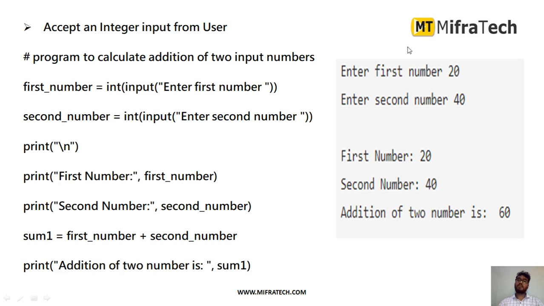As you can see in the final result, first it will ask "enter first number", and you enter an integer number. After that, "enter second number". After entering these two numbers, I am printing the first number, 20, and the second number; the values are stored in the variables first_number and second_number. After addition, the result is stored in sum, which I am printing: the addition of two numbers is 60. So like this you can do typecasting in order to accept a particular data type from the user, like int of input, float of input. Generally it will be a string; if you don't do typecasting, input will consider everything as a string.